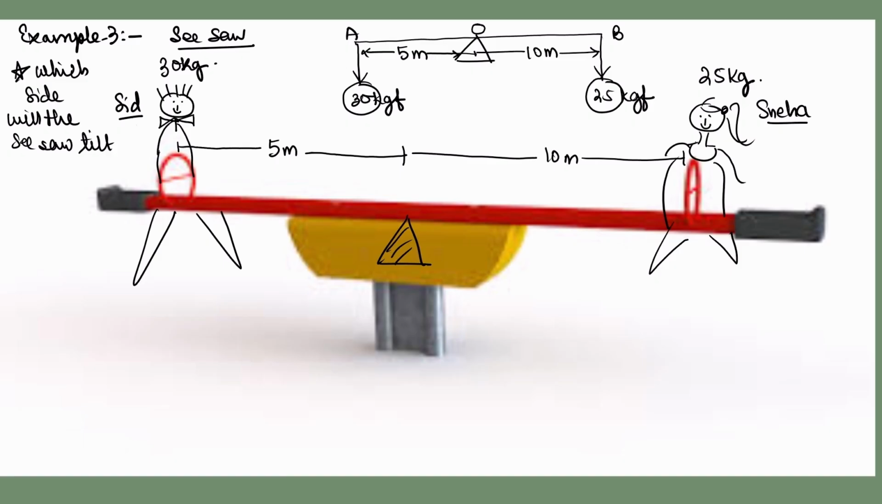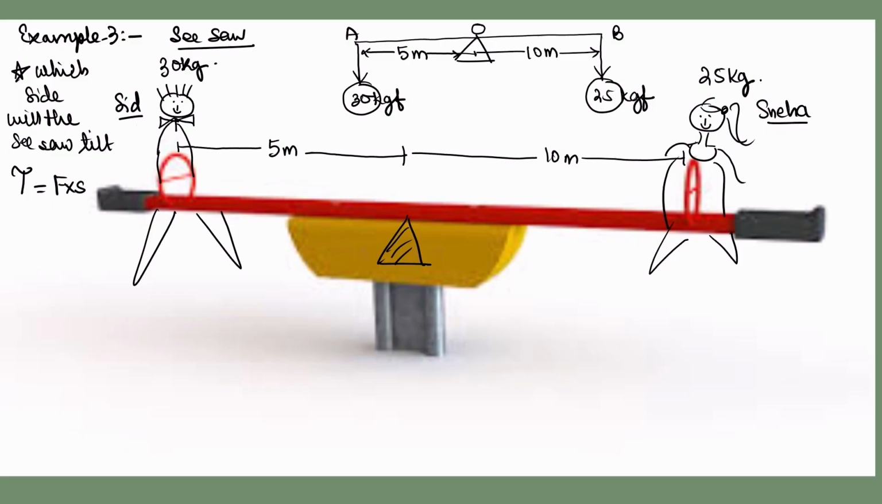Now here, don't be very quick to answer that obviously Sid's weight is more, so Sid will go down. No, for moment or for rotation about a fixed axis to happen, you have to take the product of force and perpendicular distance. So you cannot say which side it's going to tilt by looking at the force alone. You can say it if the distances are the same or constant. Here the distance is not the same, so we have to calculate.